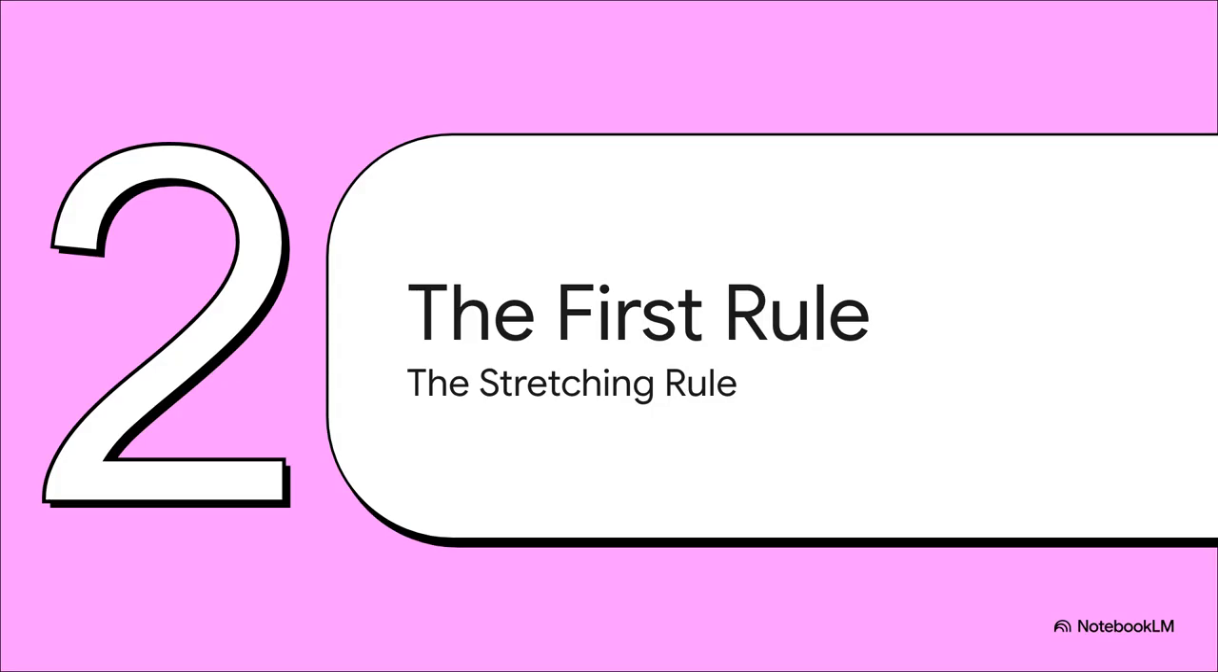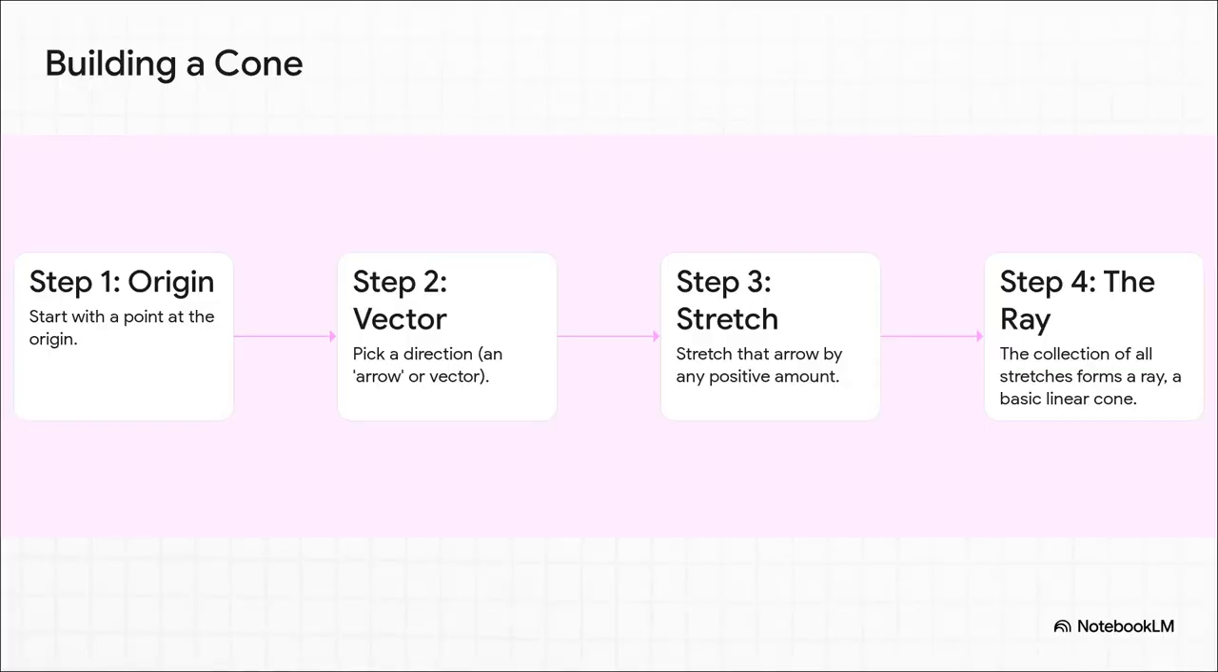So this is it. This is our first big idea, the foundation for any kind of mathematical cone. We're just going to call it the stretching rule. It's what gives a cone that infinite ray-like quality we were just talking about. And this slide basically gives us a super simple recipe to build one. Step 1, start at a single point, the origin. Easy enough. Step 2, pick a direction, any direction you want. That gives you your starting arrow. Step 3, apply our new stretching rule. You can make that arrow longer or shorter by any positive amount. And finally, step 4, once you gather up all those possible stretches, boom, you've got a single infinite ray. And that's your most basic linear cone.